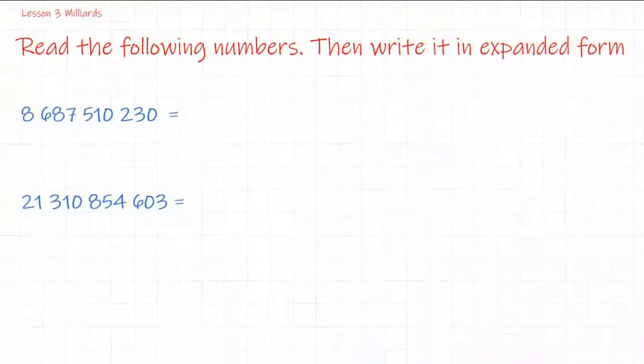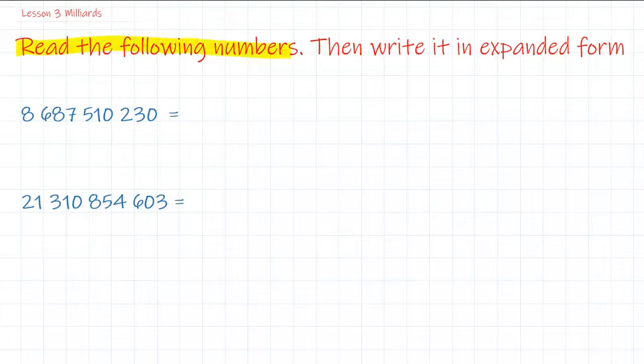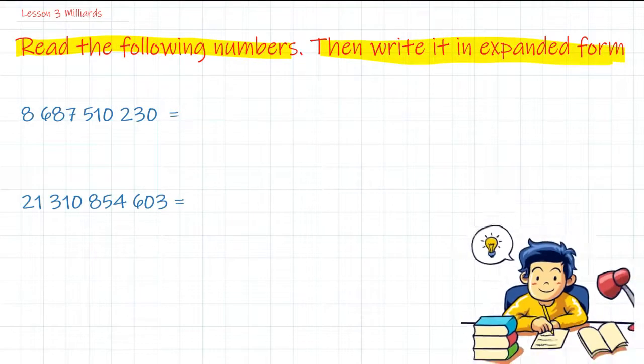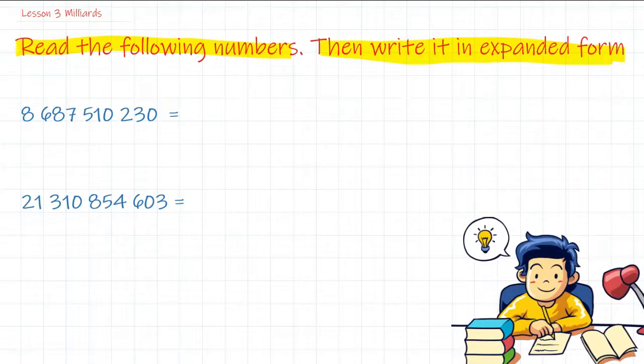Okay, now let's read the following numbers, then write it in expanded form. As we all know, expanded form is about the value of each digit in this number. Okay, let's see our number here. Let's divide it first. We have 1, 2, 3 and put a comma, and 1, 2, 3 and put a comma, and 1, 2, 3 and put a comma. Let's start from the left here.